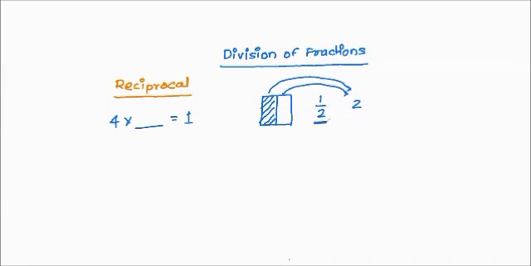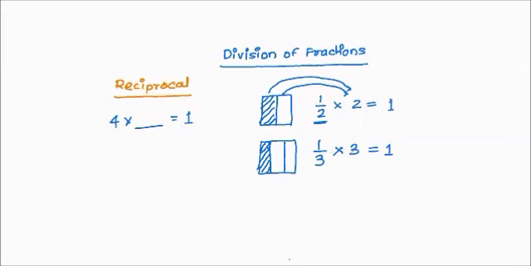In the same way, if I take another same shape and divide it into, let's say, three equal pieces, and I take out one, its size is 1 upon 3, and how many such pieces do I have? I have 3. And when I multiply them, I should get the one whole which I have divided. Now it can be seen that the multiplication of two numbers is equal to 1. Here also, the multiplication of these two numbers is equal to 1. So these two numbers are reciprocals of each other.